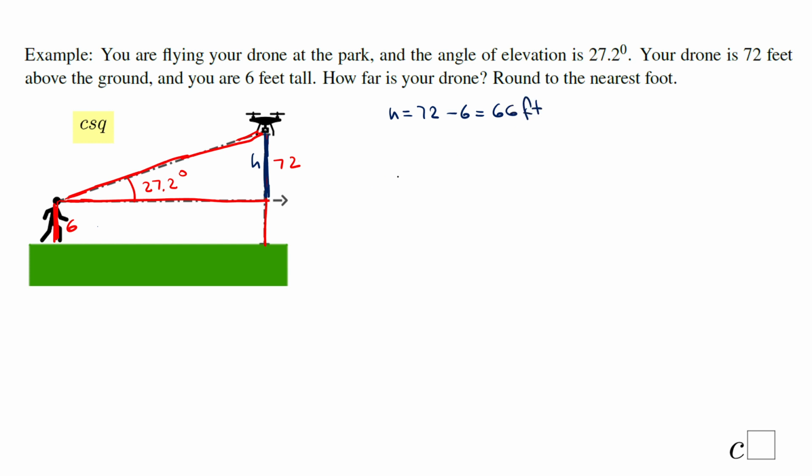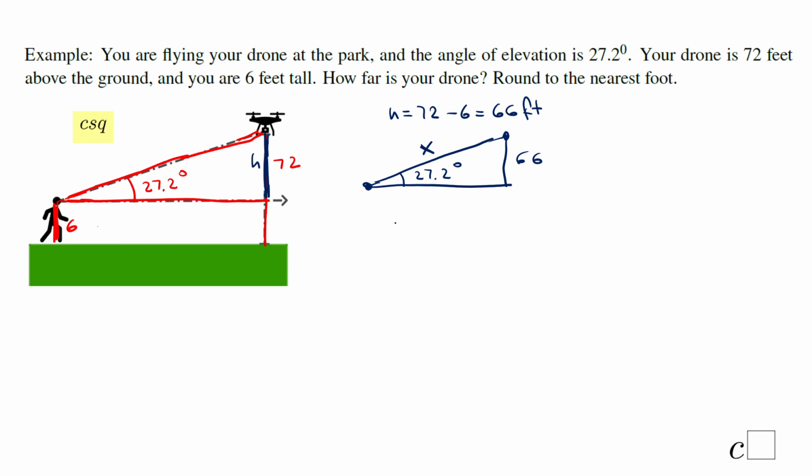Okay, and now we have that triangle, like I said, and this is 27.2 degrees, this is 66, and we need to find how far the drone is. So the drone is right here, the person is right here. I will say we need to find this x. This is the distance from the person to the drone. That is how far it is.